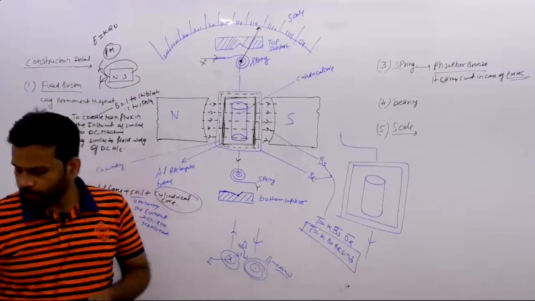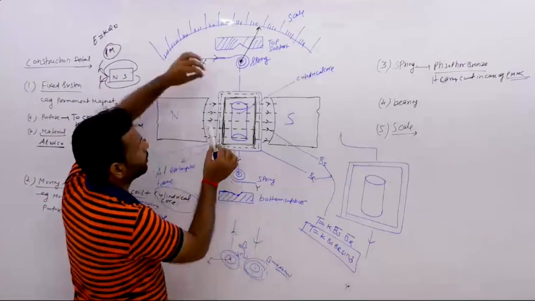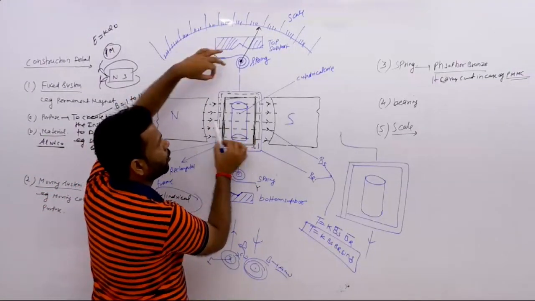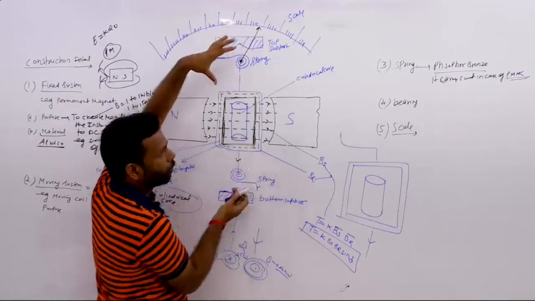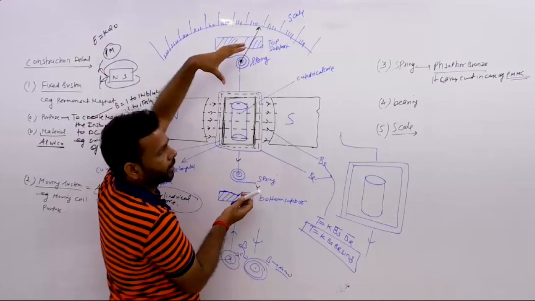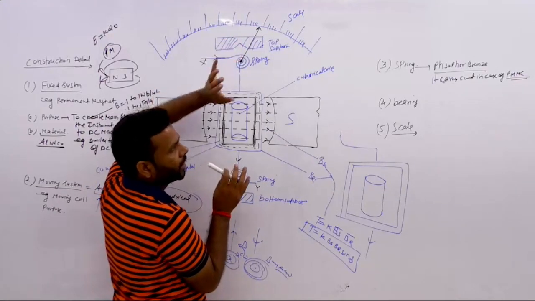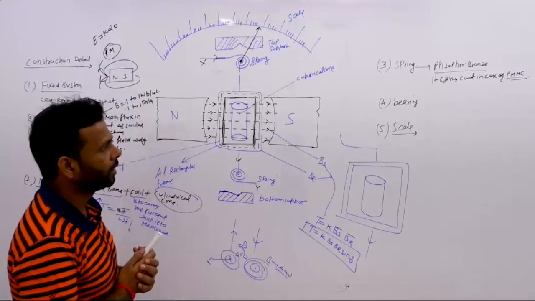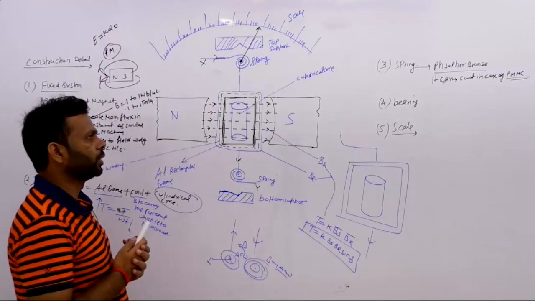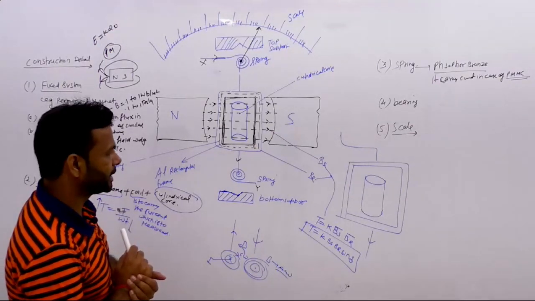Bearing. Now the next part is our bearing. When your moving system is moving, at the top and bottom end we require the bearing. We use such a bearing that will give the least friction, so we can use a ball type bearing. And the last part is what? Scale.